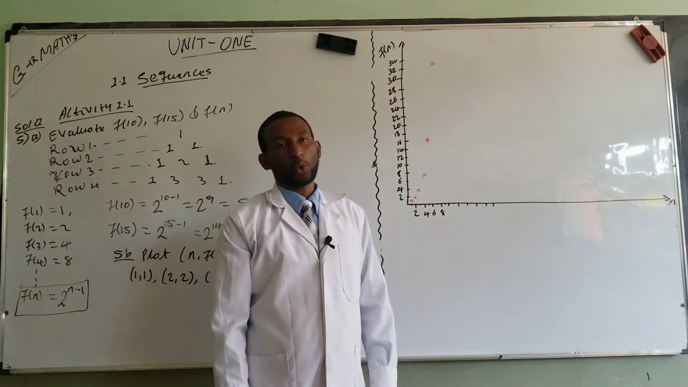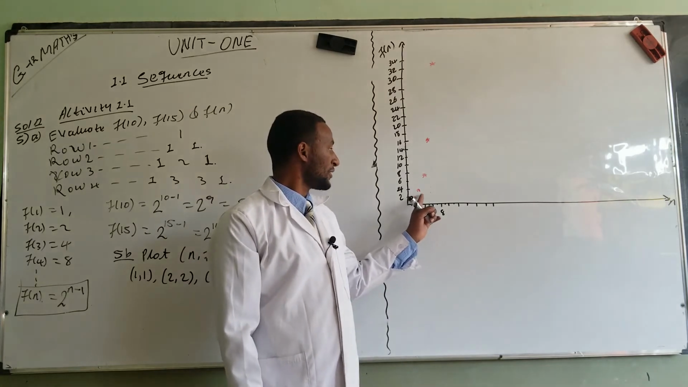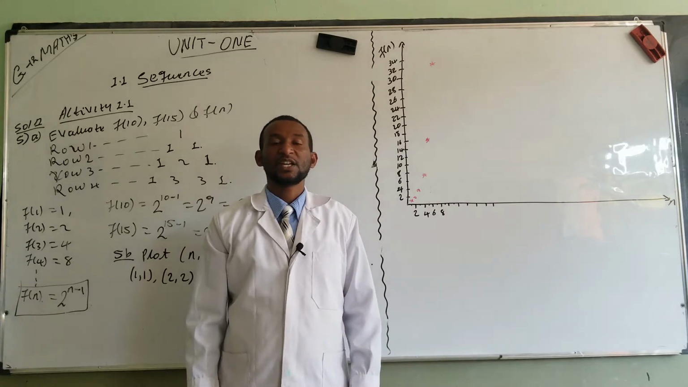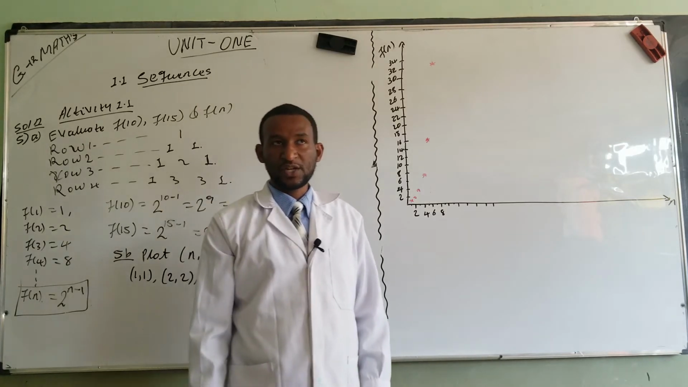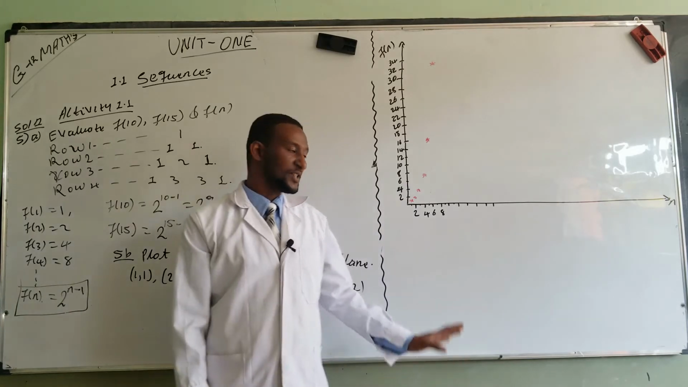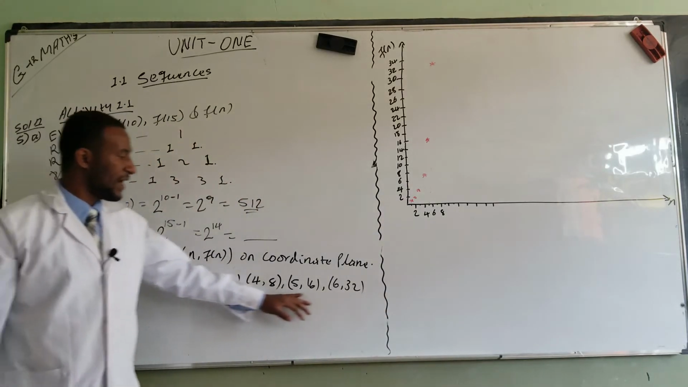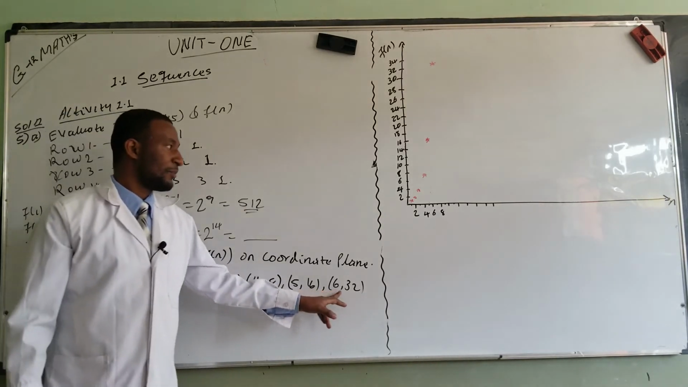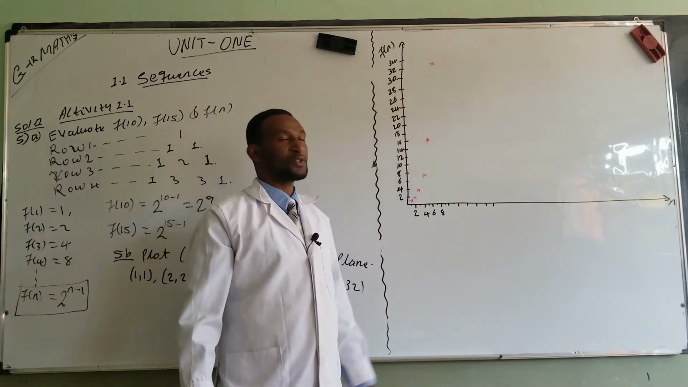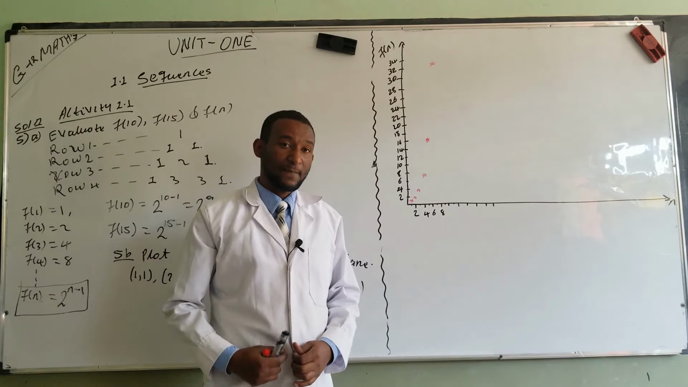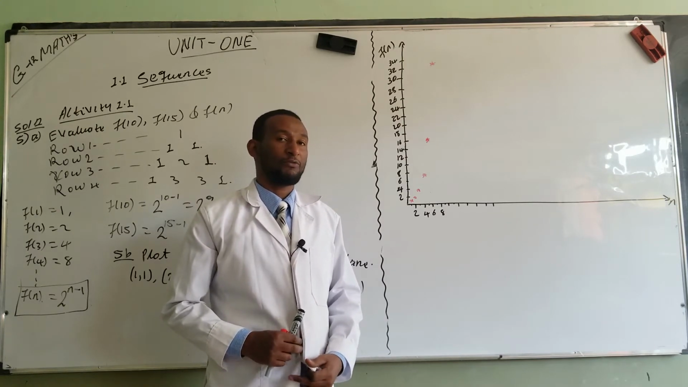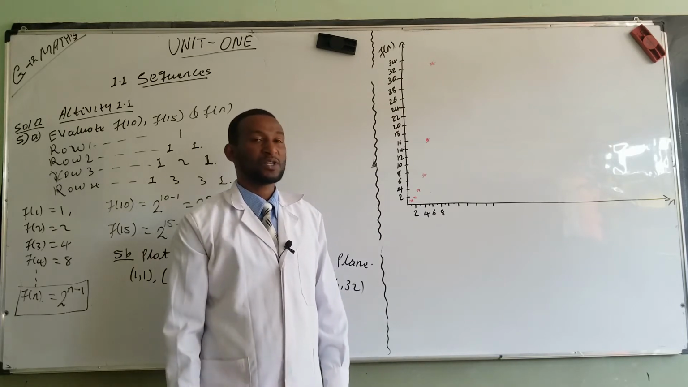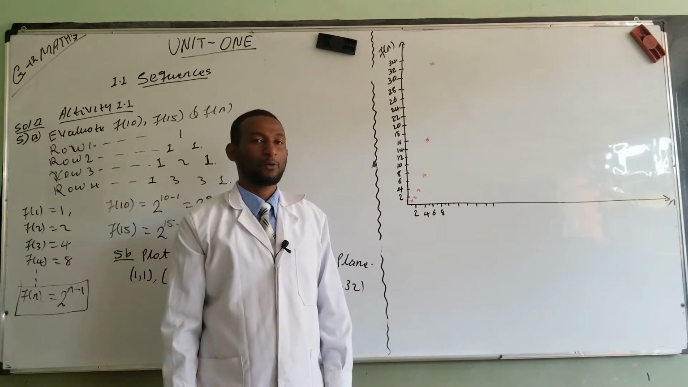But we cannot connect these points with a line because in a sequence the domain is positive integers or natural numbers. In this ordered pair, our domain is the positive integers from 1 up to 6. But if we connect this with a line, we say the domain of this function is all real numbers, or all positive real numbers from 1 up to 6.